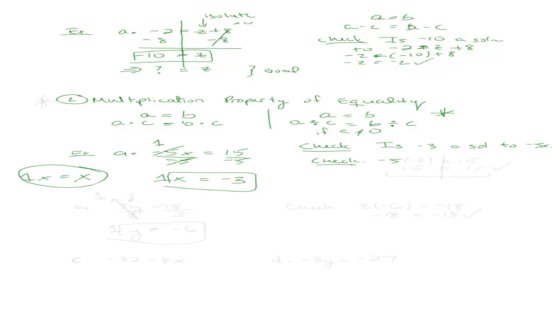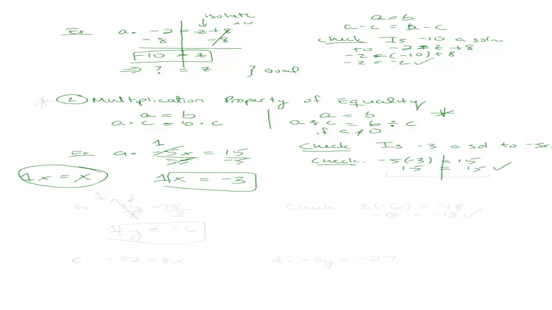So I have negative 5 times x equals 15. I know x is negative 3. So the left side of the equation gives me positive 15. The right side of the equation gives me positive 15. Because both sides are the same, I know my answer is correct.